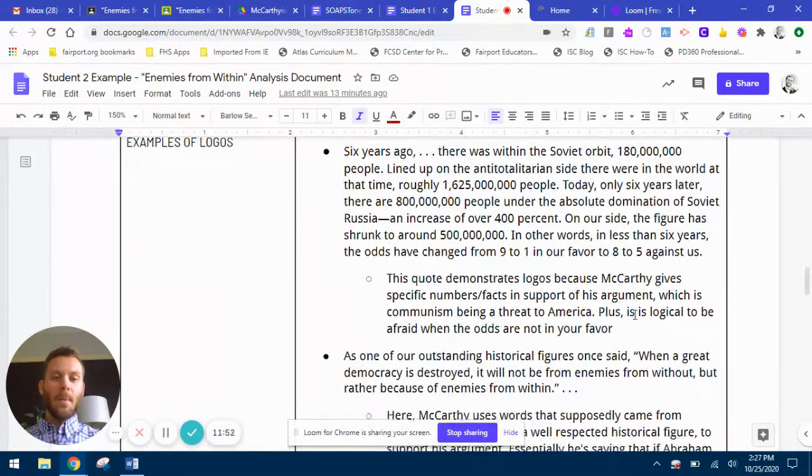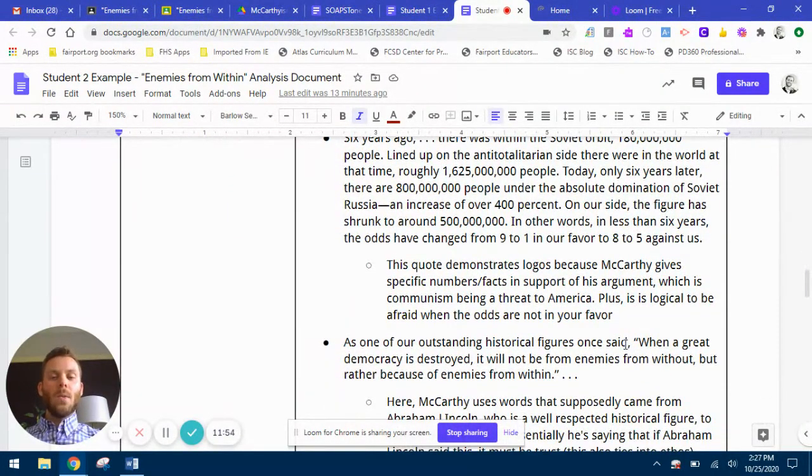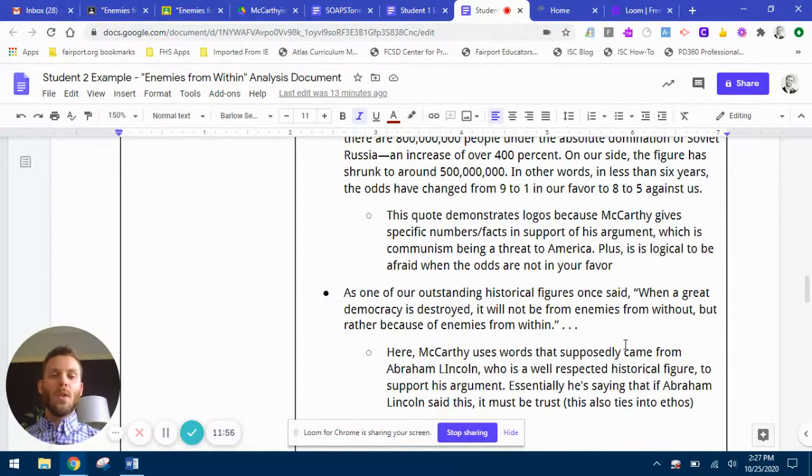Logos, same setup. I like the way that she describes logos, because I think logos sometimes seems obvious to you guys. But she says this quote demonstrates logos because McCarthy gives specific numbers and facts in support of his argument, which is communism being a threat to America. Plus, it is logical to be afraid when the odds are not in your favor. That last sentence is the key, right? That's how he's using logic, or logos.